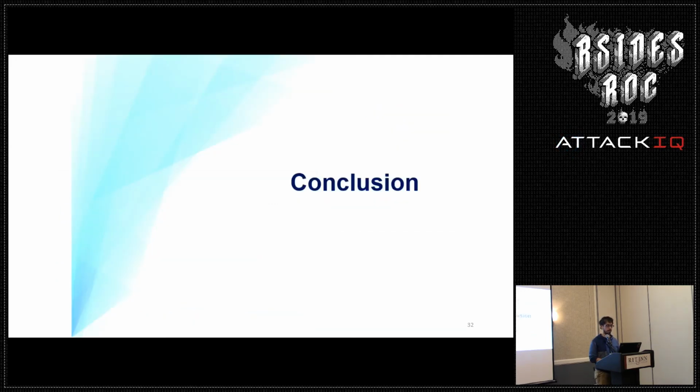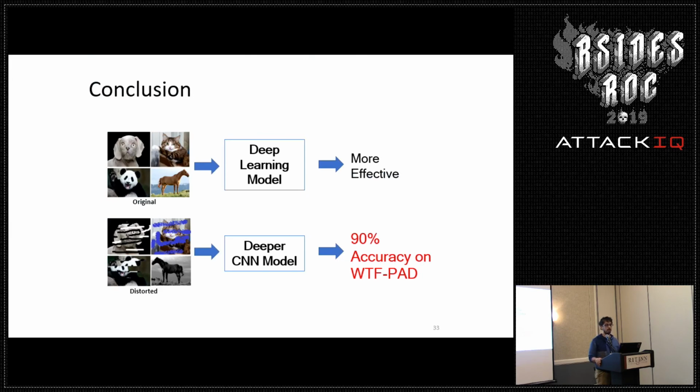All right, so in conclusion, we've looked at Tor and we've looked at applying these deep learning models to do the website fingerprinting attack on Tor. And it turns out it works pretty well. A deeper deep learning model is more effective using all the state-of-the-art techniques. And it also can be effective against distorted traffic, essentially, like these distorted images over here, still being able to recognize which image or which website is which class.